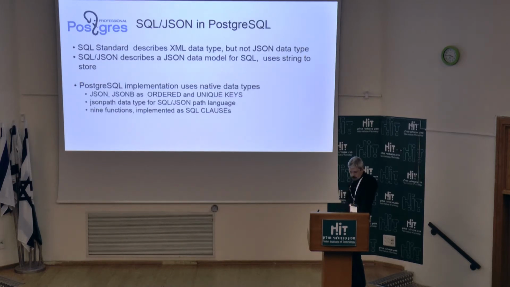Okay, so the JSON model here is similar to the XML model in older standards. And the problem is that the standard has no data type for JSON, so it doesn't extend data types. That is not very good for Postgres, because Postgres is effective and flexible with data types. Data types are what give you flexibility in indexing and so on. So, of course, our implementation is compliant with the standard, but it uses native data types, JSON and JSONB.